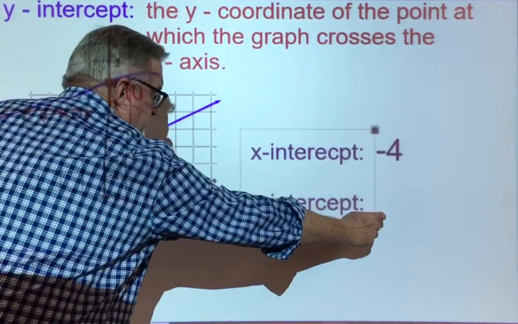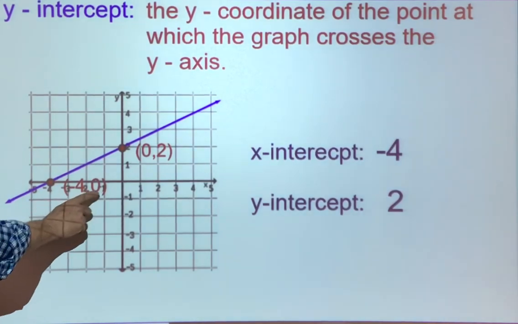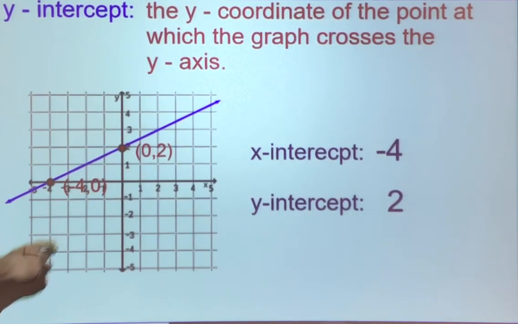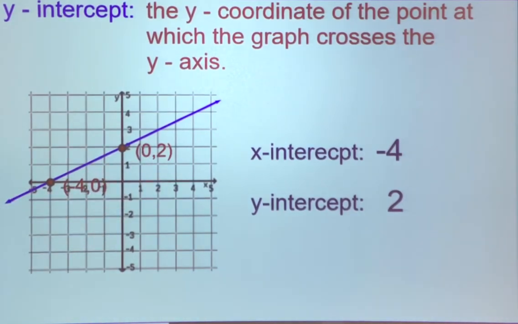So locating those is not too difficult if we have the graph in front of us, okay? What I want you to look at though is the placement of the zeros. In the x-intercept, the y is 0. In the y-intercept, it's the x that is 0. We're going to take that and apply it when we're trying to find x and y intercepts from just the equation, when we don't have the graph, we just have the equation.